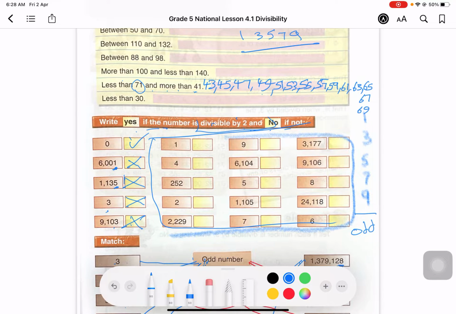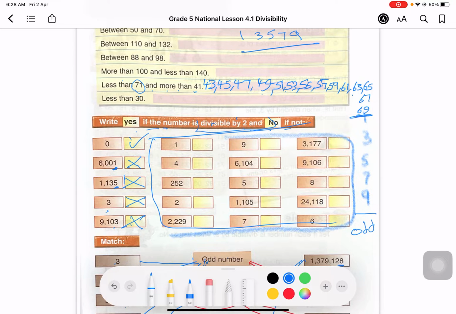I need 49. Then what will come? 51, 53, 55, 57, 59, 61, 63, 65, 67, 69. Then what comes next? 71, and they said less than. So I will stop on 69. Okay, grade 5.